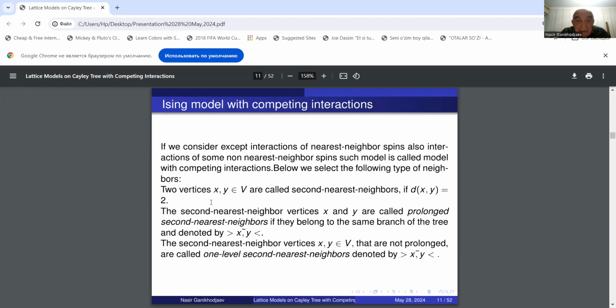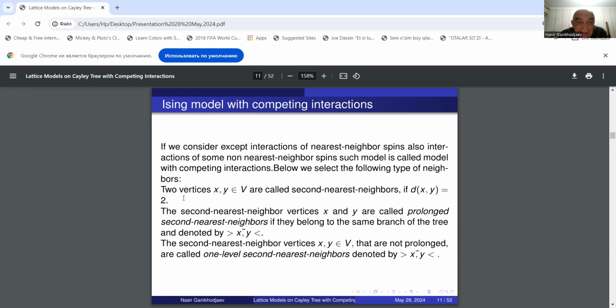So now, if we consider, besides the interaction of nearest neighbors, also interaction of some non-nearest neighbor spins, we call such a model a model with competing interactions. That is, we have two or more interactions. Here a very important role is played by neighbors of another type. First of all, we call two vertices second nearest neighbors, or in some literature next nearest neighbors, if the distance equals 2. Distance here is computed as the number of edges connecting these two vertices.